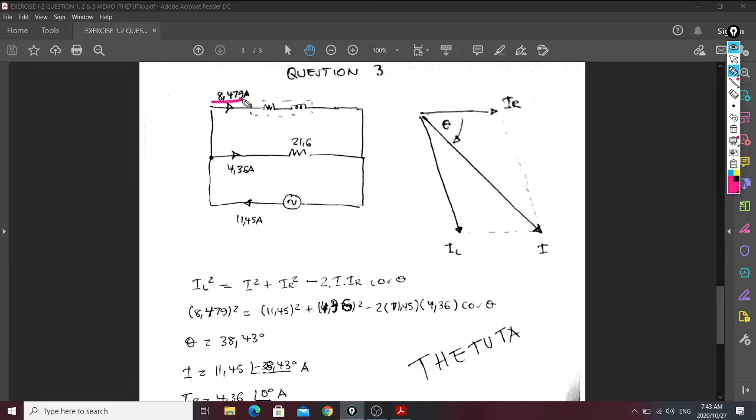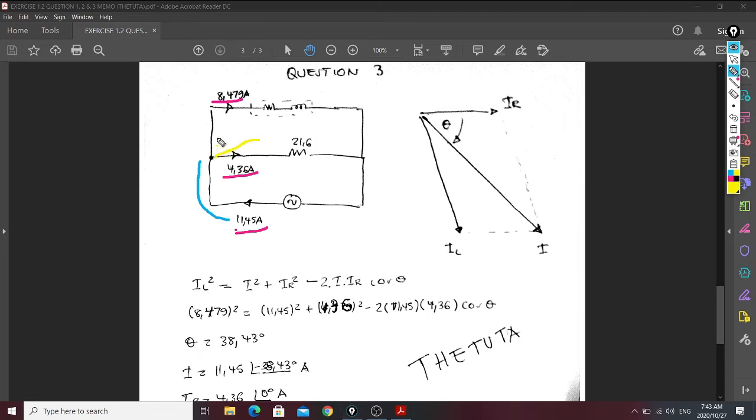The current through the inductive circuit is 8,79 as shown, and as well the current in the non-inductive resistor is this, but the current taken from the supplier is 11,45. Okay, but what can be the problem with this circuit is that if you apply your Kirchhoff junction rule, the current that is going into a junction must be equal to the sum of the currents going away from this junction.